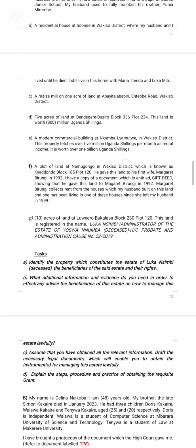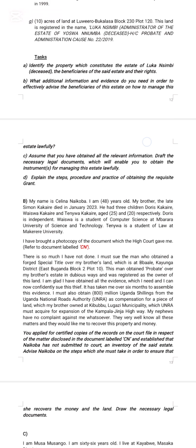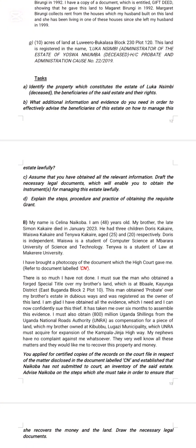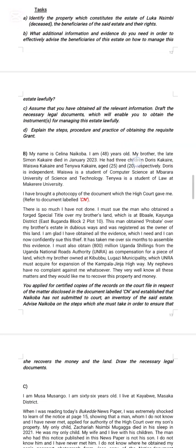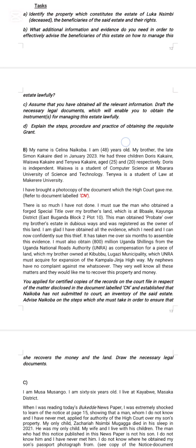So information like that. Then assume that you have obtained relevant information, draft the necessary legal documents which will enable you to obtain the instruments for managing this estate lawfully. So basically here what we are looking at, you have to draft a petition for letters of administration because we have no evidence of any will. Then explain the steps, procedure, and practice of obtaining the requisite grant.